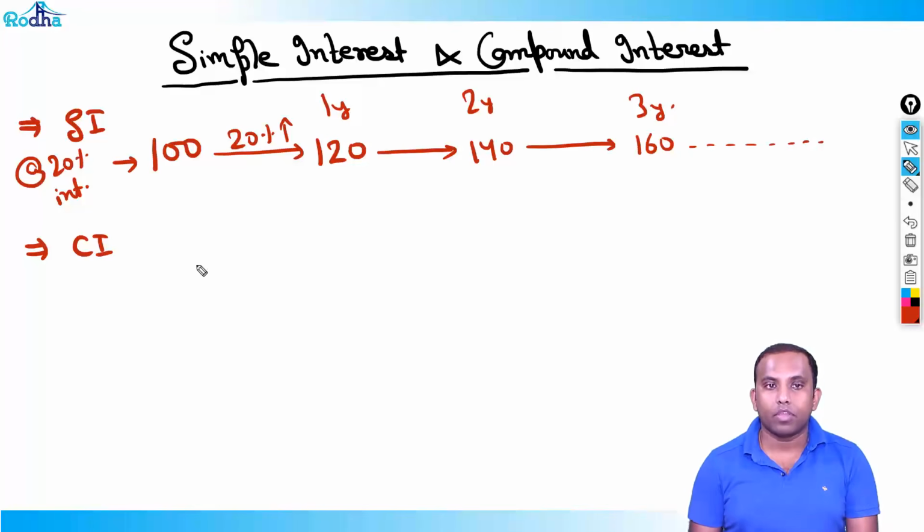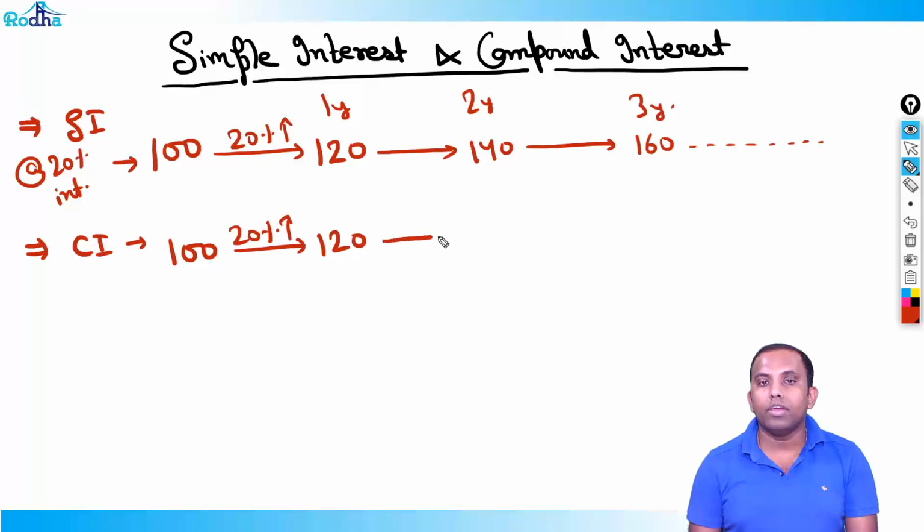Now CI, compound interest. Same loan of 100 rupees at 20% will become 120 after 1 year. Now in CI, the interest every year is not the same. In SI, the interest every year is the same, right? You could see here 20 rupees, 20 rupees, 20 rupees, but here it is not the same. Here, the interest of the previous year is also added. So this is a major difference between CI and SI.